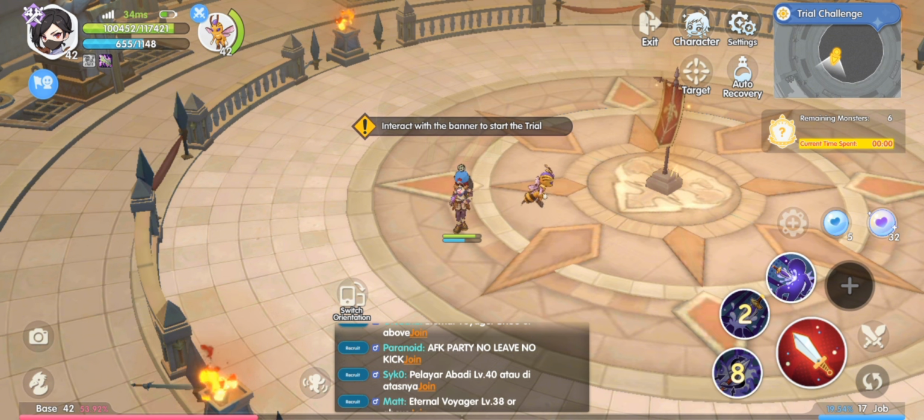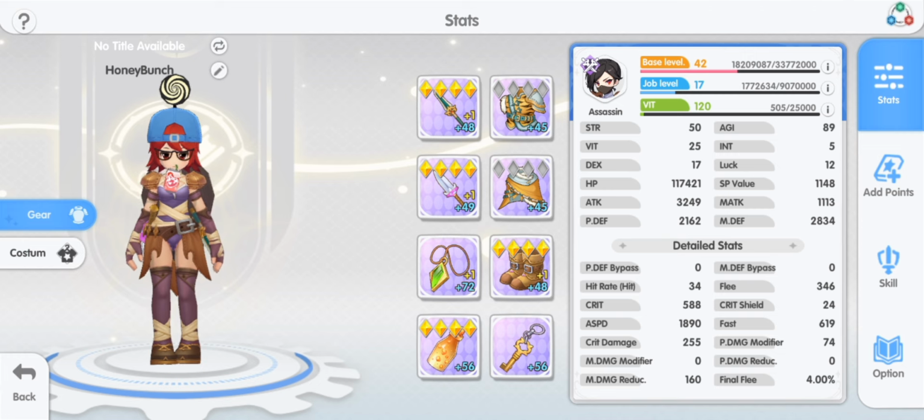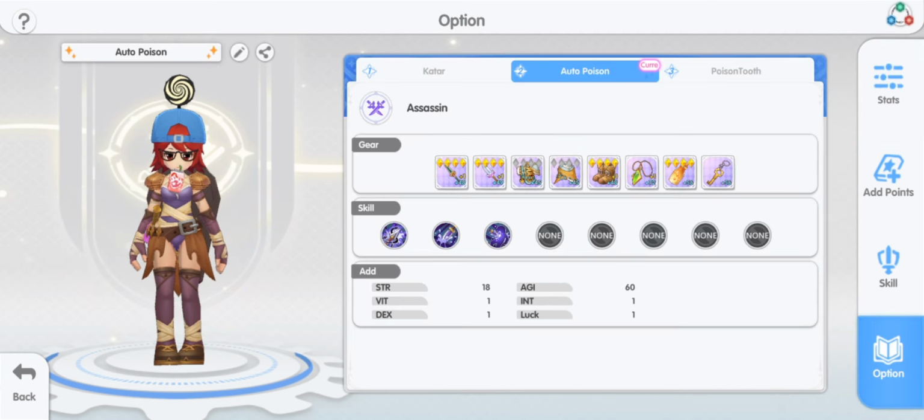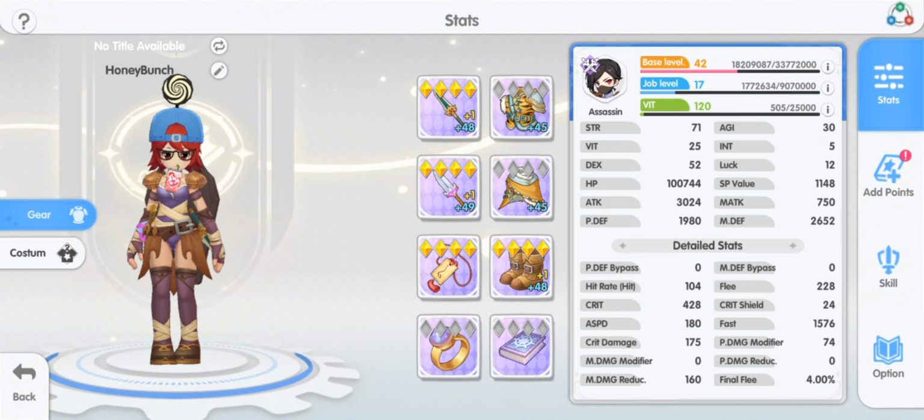The next build is the Poison and Grimtooth. This build focuses on casting skills, dealing damage with skills. So, the stats will be SDR and Dex. Dex lowers the cooldown of the skill.